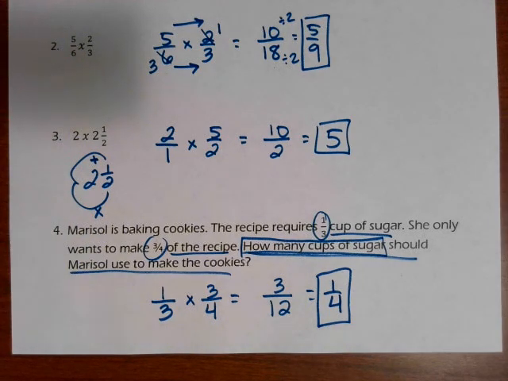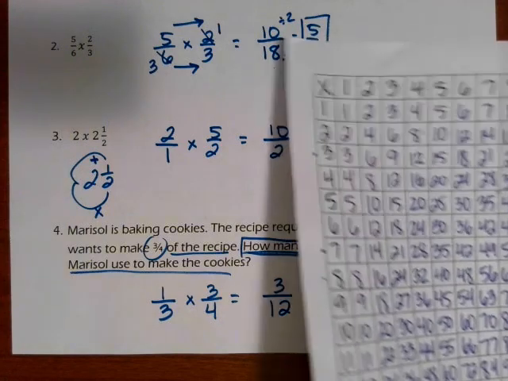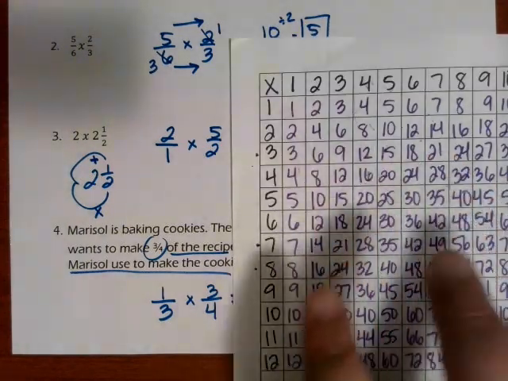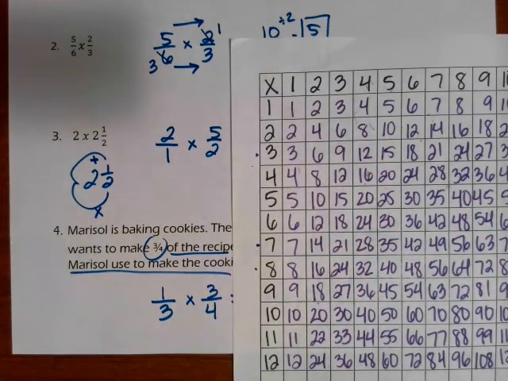Anyway, multiplying fractions, guys, it's really simple. Just multiply across. Multiply your numerators, multiply your denominators, and make sure you simplify. If you need extra help on learning how to simplify using this chart, please watch my YouTube video over multiplying or reducing fractions, simplifying fractions, or ask me personally.